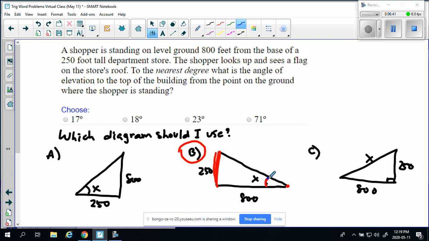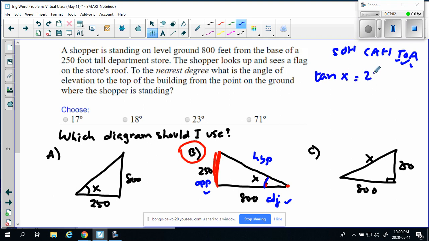So first, I label the triangle. Here's the hypotenuse, here's the opposite, and here's the adjacent side. So if I have opposite and adjacent, which it looks like I do, then SOHCAHTOA says opposite adjacent, I'm going to use tan. So tan of x is equal to opposite over adjacent.